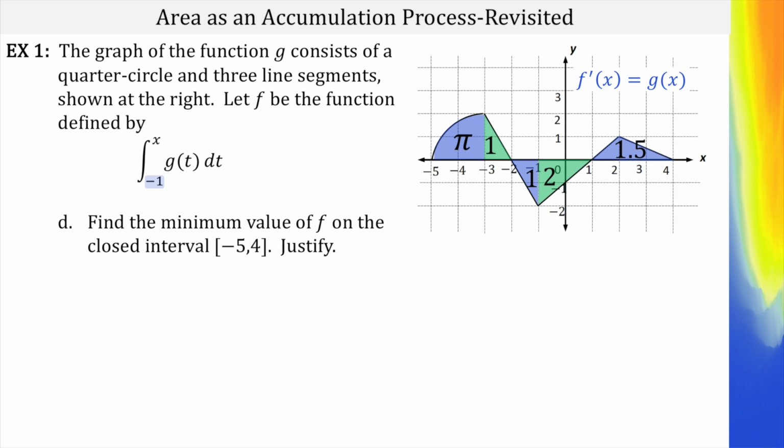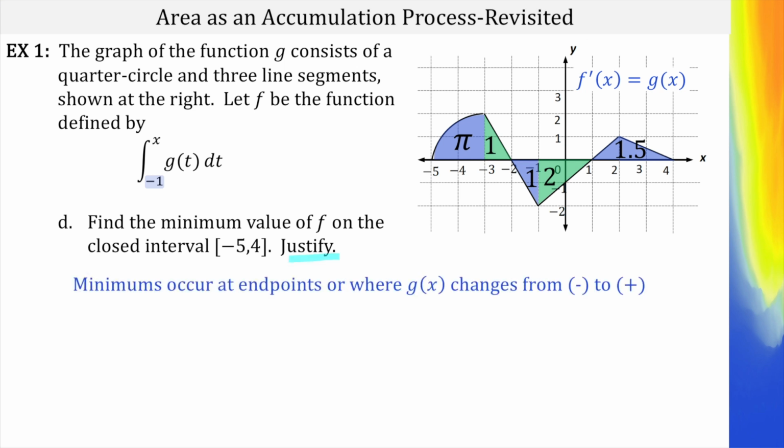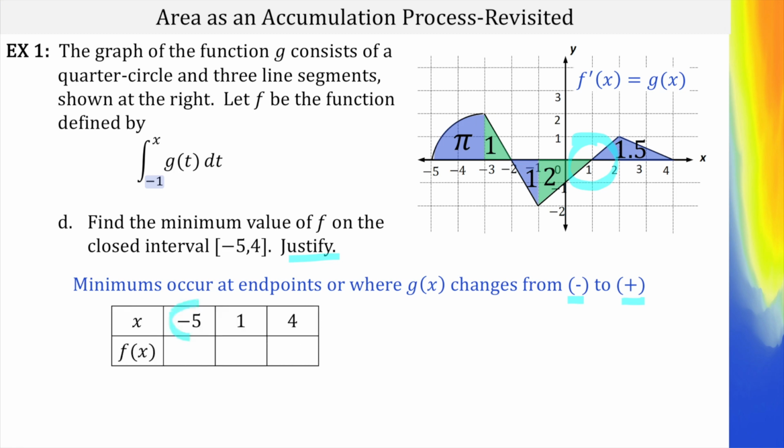Find the minimum value of f on the closed interval -5, 4, and of course justify. Well, minimums occur either at endpoints or where g of x changes from negative to positive. So we have to check both endpoints and this spot right here where g of x changes from negative to positive. Now actually, we already found f of -5, right? That was -pi. And then f of 1, that's going from -1 to 1, so that's -2. And then continuing on to 4, we would add this little 1.5 there. So f of 4 would be -0.5. So our minimum value is at x equals -5 and is negative pi.